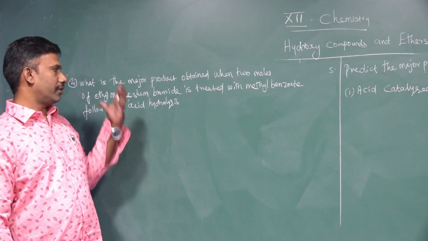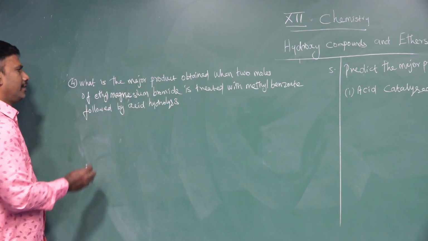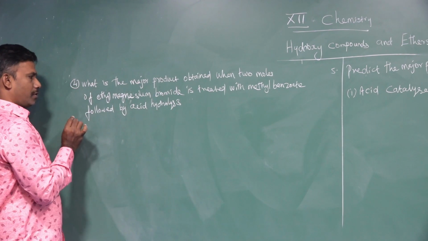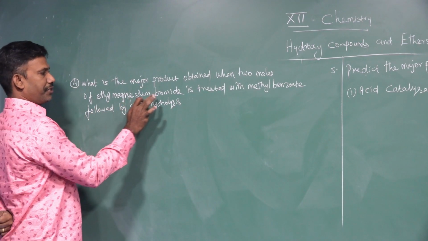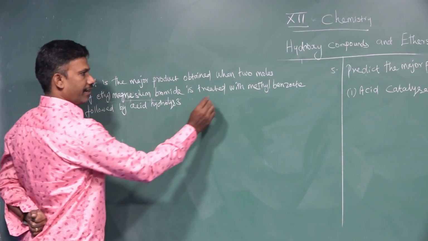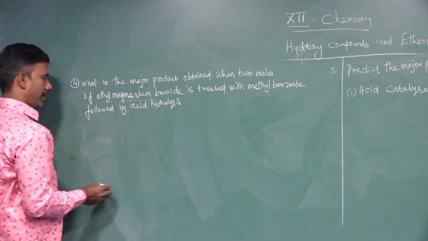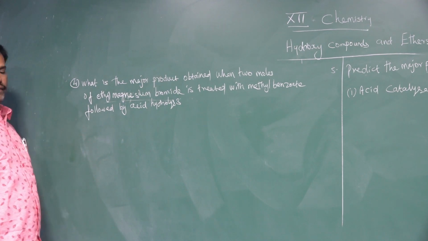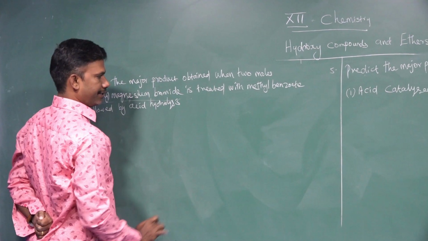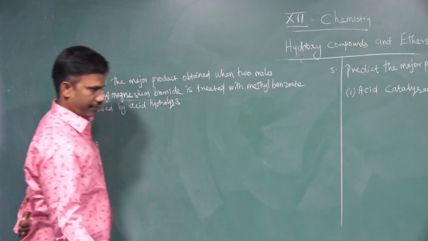So let us see the fourth question. What is the fourth question? What is the major product obtained when 2 moles of ethyl magnesium bromide is treated with methyl benzoate followed by the acid hydrolysis? See, ethyl magnesium bromide is a Grignard reagent. Methyl benzoate is an ester.